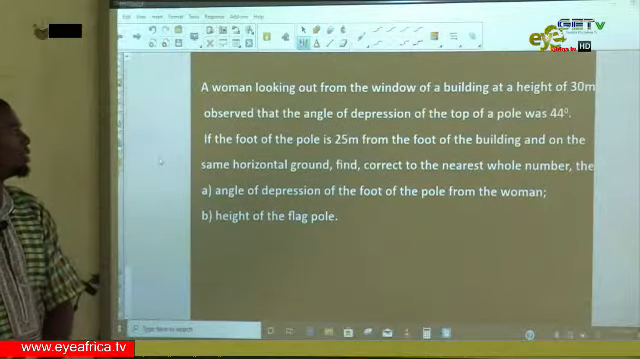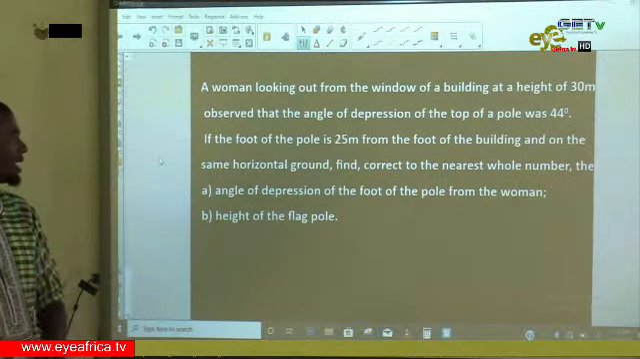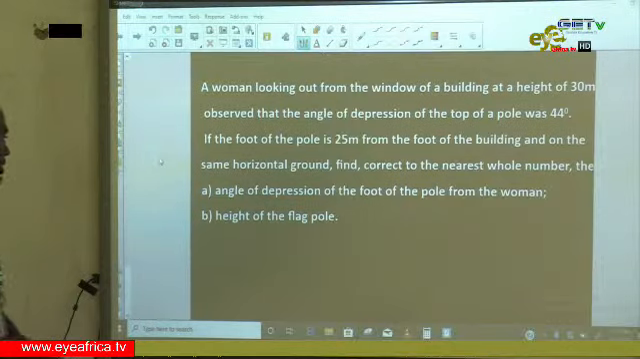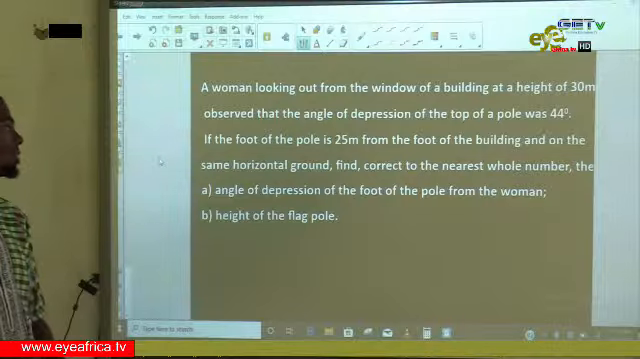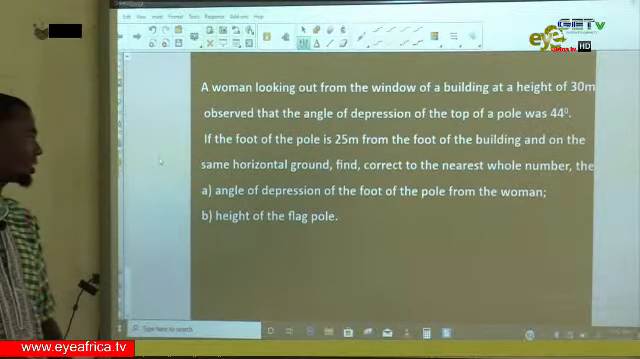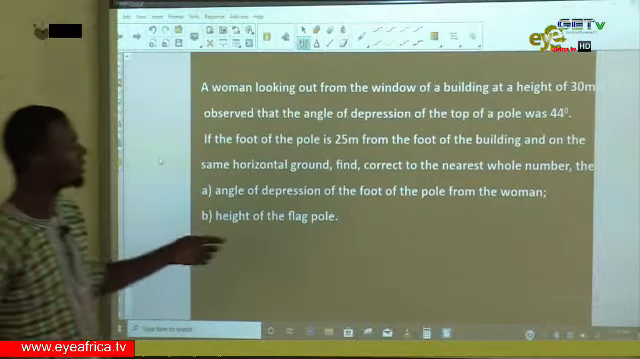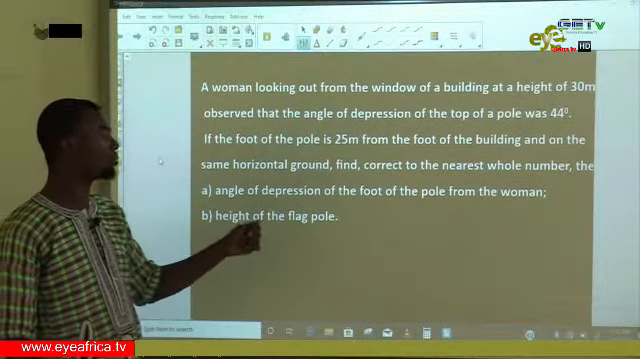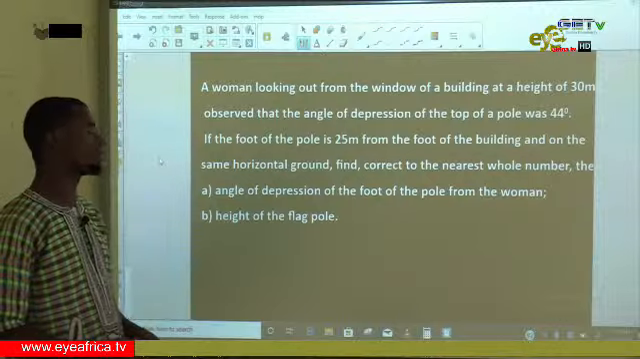Looking out from the window of a building at a height of 30 meters, observe that the angle of depression of the top of a pole was 44 degrees. If the foot of the pole is 25 meters from the foot of the building, on the same horizontal ground, find, correct to the nearest whole number, the angle of depression of the foot of the pole from the woman, and the height of the flagpole.